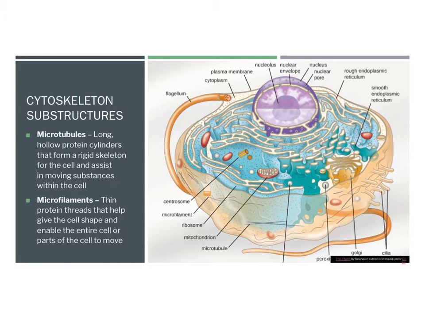Our second substructure is called a microfilament. These are little protein threads, and they help give the cell shape, and they can enable either the entire cell or parts of the cell to move. So these are our microfilaments. And both of these features can rapidly assemble and disassemble and slide past one another, and that's how they actually allow cells and the organelles to move.